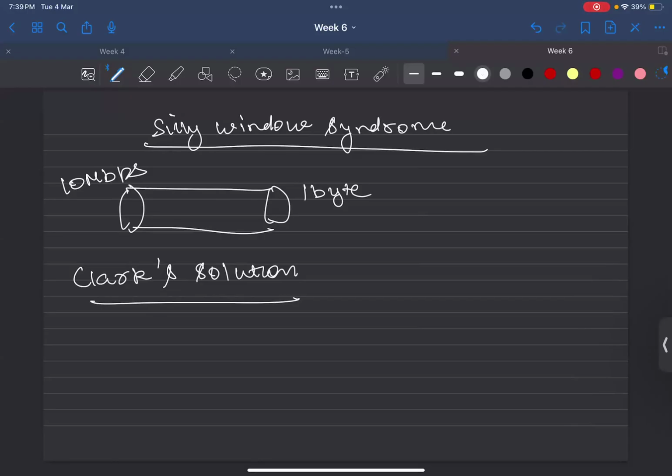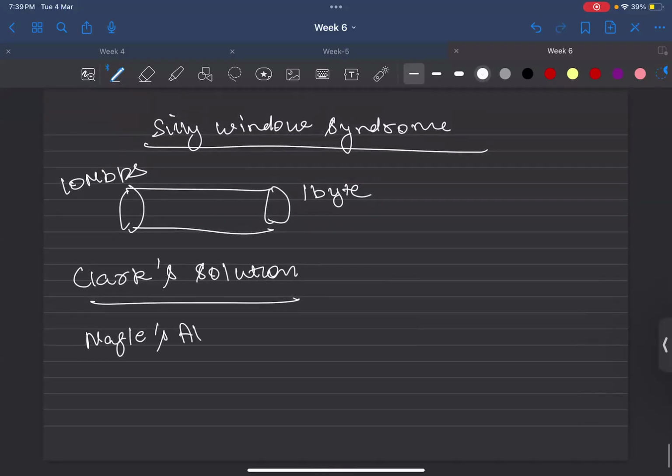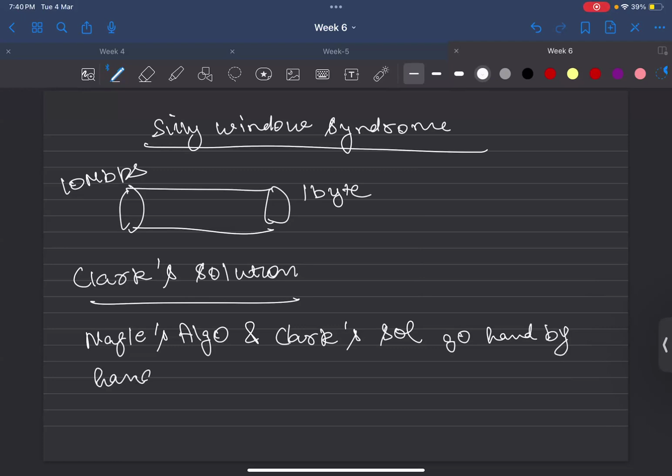And if I say that Nagle's algo and Clark's solution go hand in hand, they are complementary. Can you tell me how? As we saw, delayed acknowledgements can't go hand in hand. Here they are complementary, they are complementing each other. Can you say how?